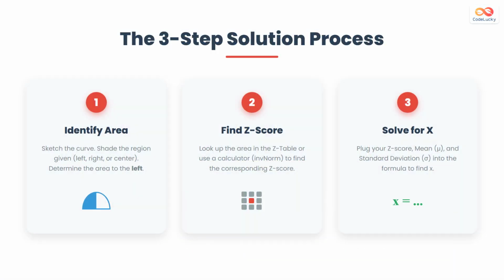We can solve any of these problems in 3 simple steps. Step 1, identify the area. Always sketch the curve and shade the region described. We specifically need the area to the left. Step 2, find the z-score. Look up the area in your z-table or use the inverse norm function on your calculator to get the z-score. Step 3, solve for x. Plug your mean, standard deviation, and z-score into the formula.